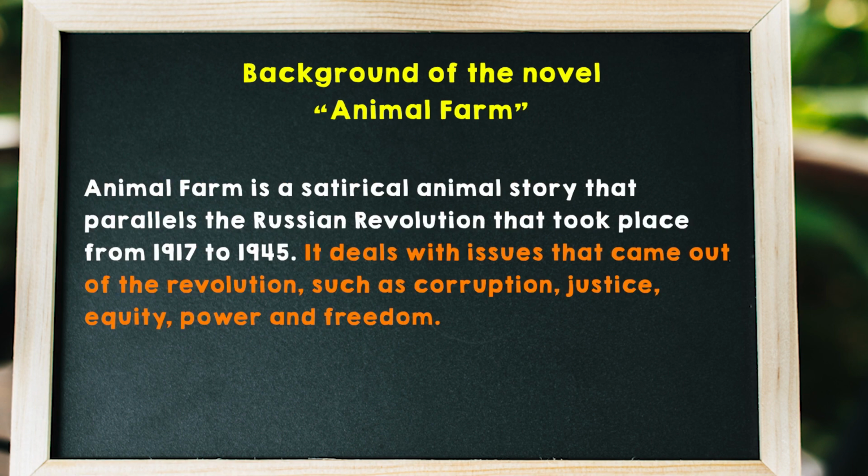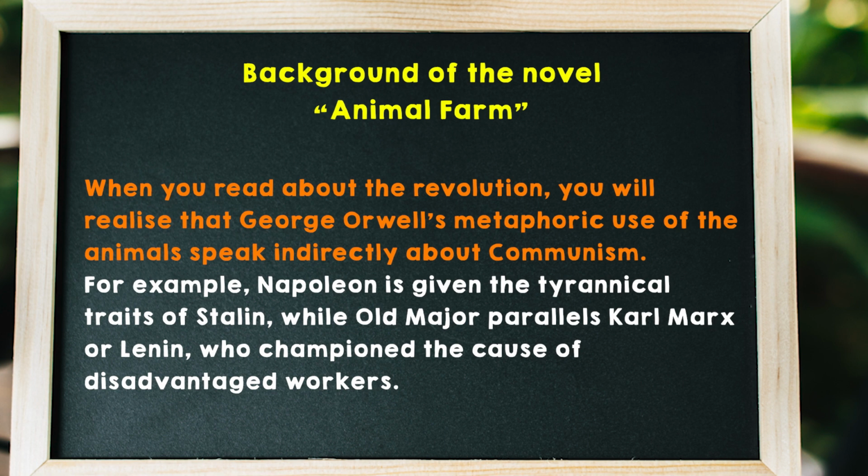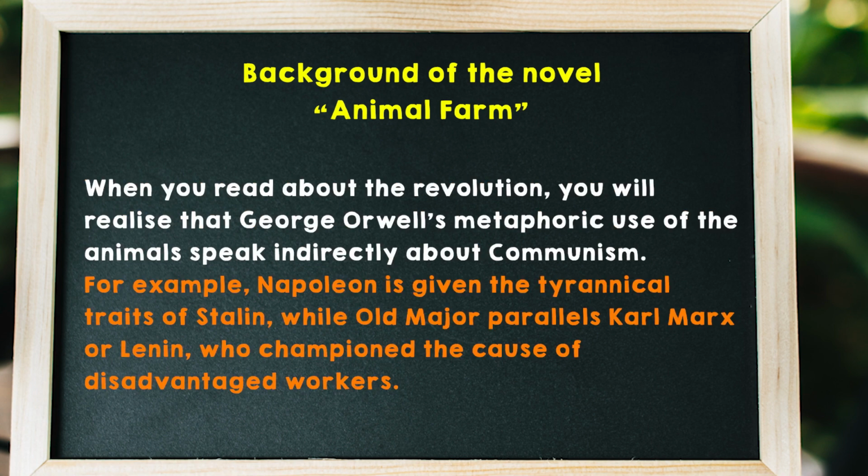It deals with issues that came out of the revolution, such as corruption, justice, equity, power, and freedom. When you read about the revolution, you will realize that George Orwell's metaphoric use of the animals speaks indirectly about communism. For example, Napoleon, who is a character in the novel, is given the tyrannical traits of Stalin, while Old Major parallels Karl Marx or Lenin, who championed the cause of the disadvantaged workers.